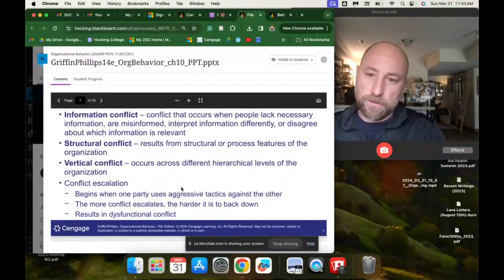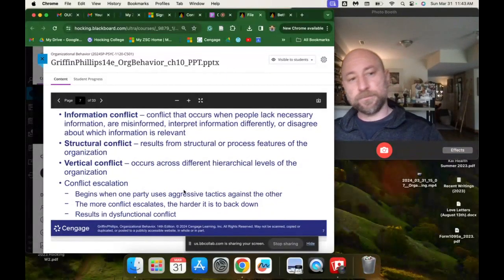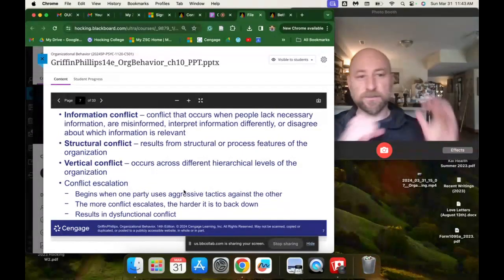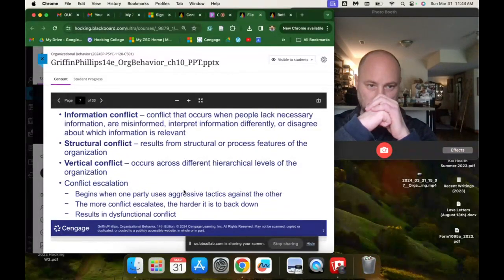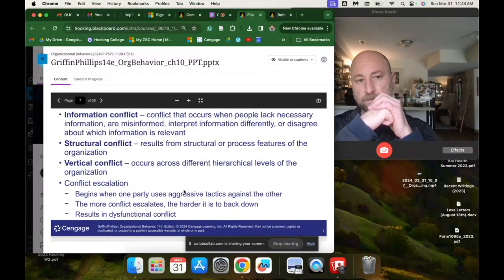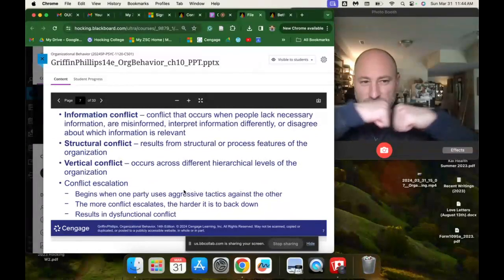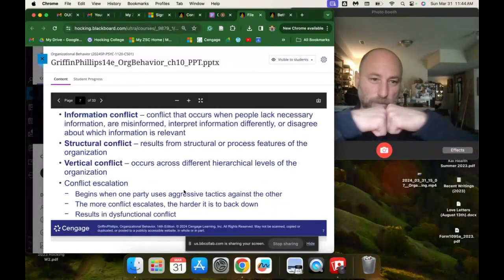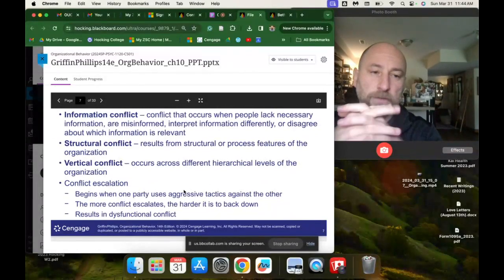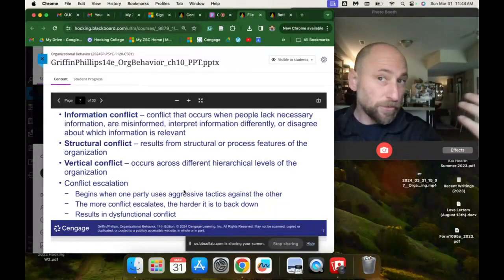All right, conflict escalation begins when one party uses aggressive tactics against the other. In Eastern religion, spirituality, they do this. That's meaning the soft overcomes the hard. The hard is the fist, right? This leads to more force, right? So usually the way to overcome force is through softness.